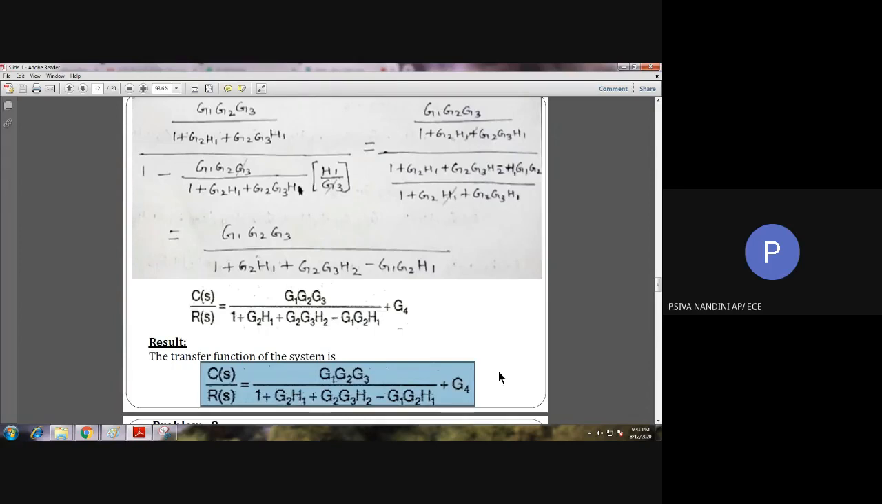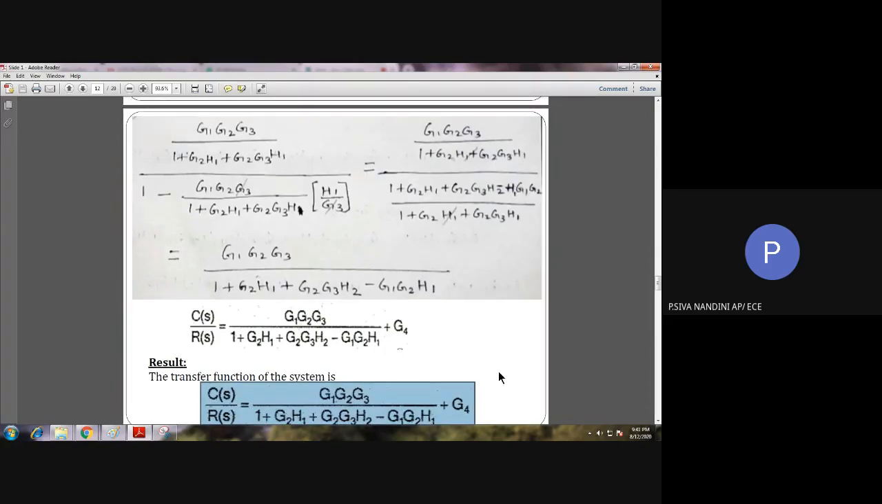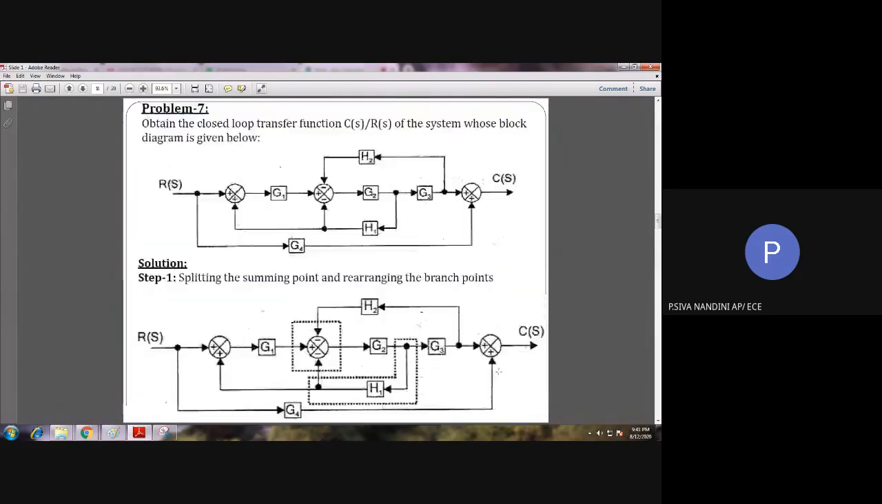Clear? So once again I shall repeat the steps which we are seeing in this problem. So first step, we are splitting the summing point into two, and then here we are having a branch point.